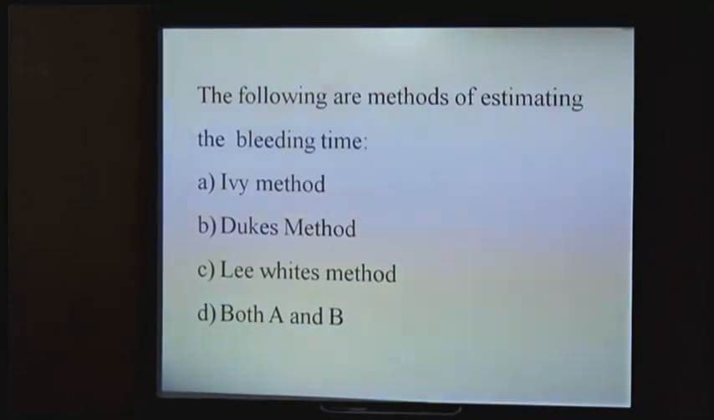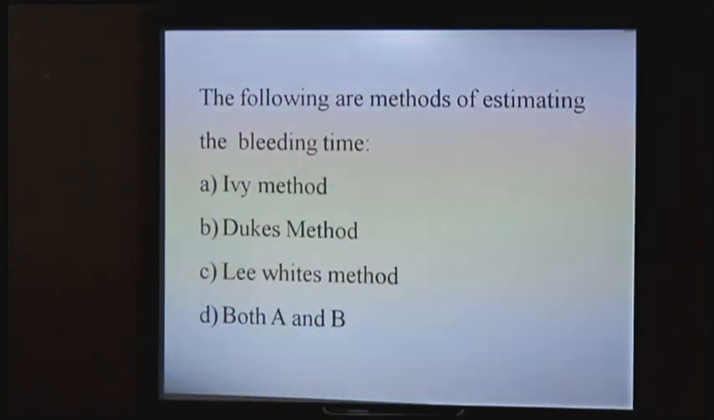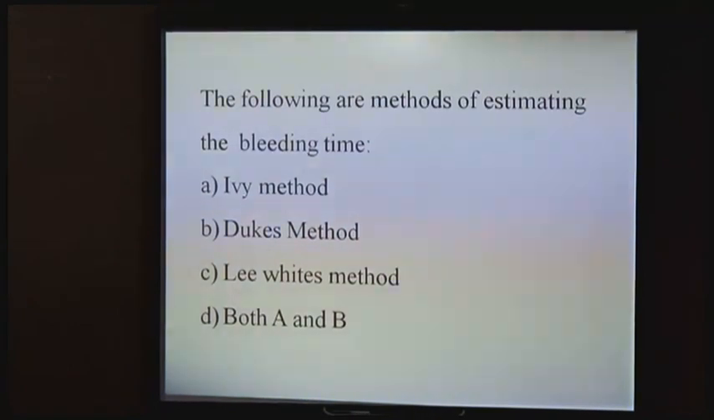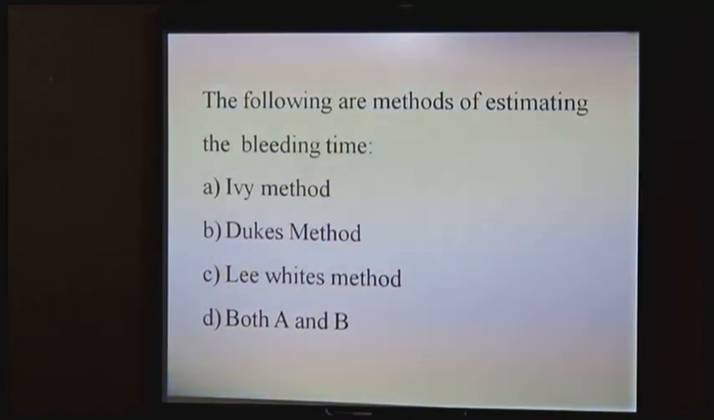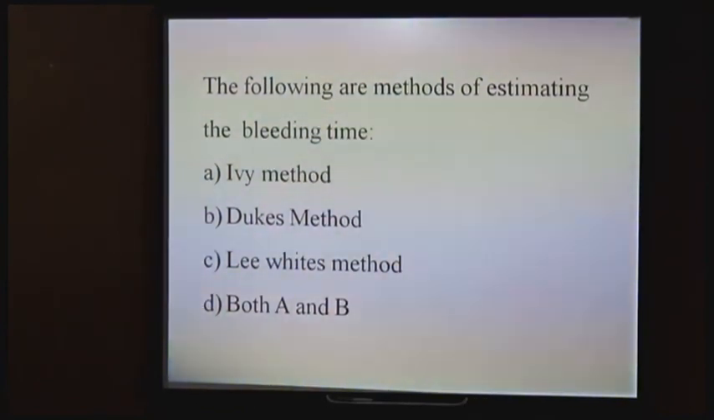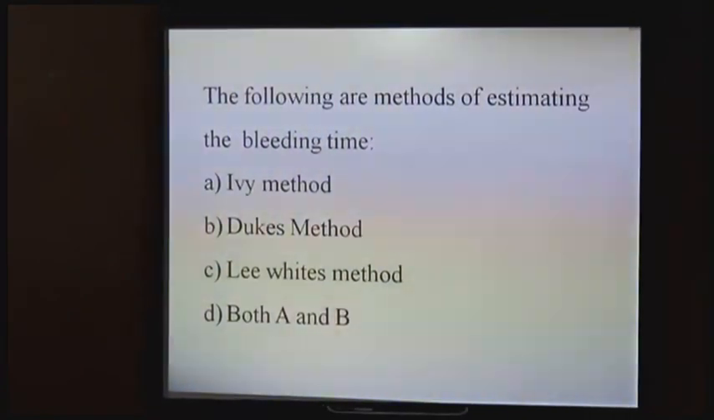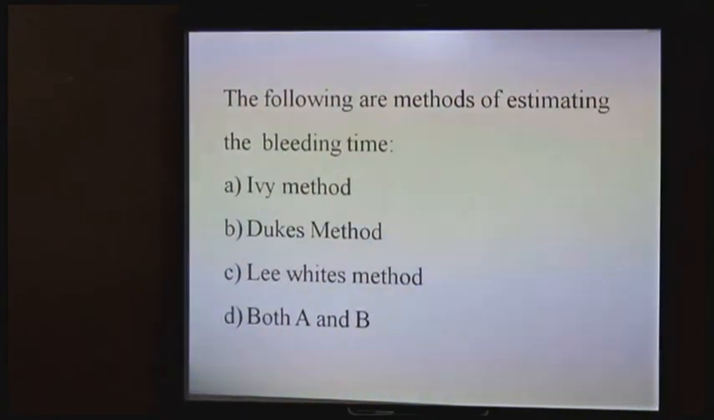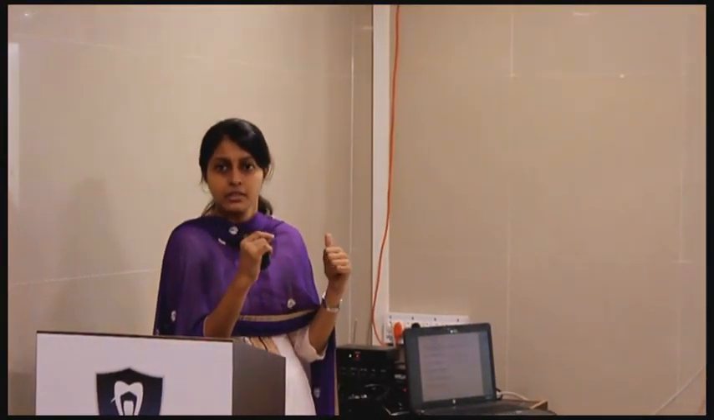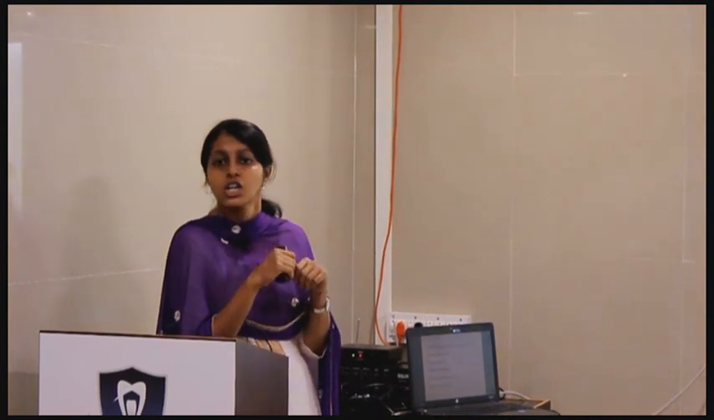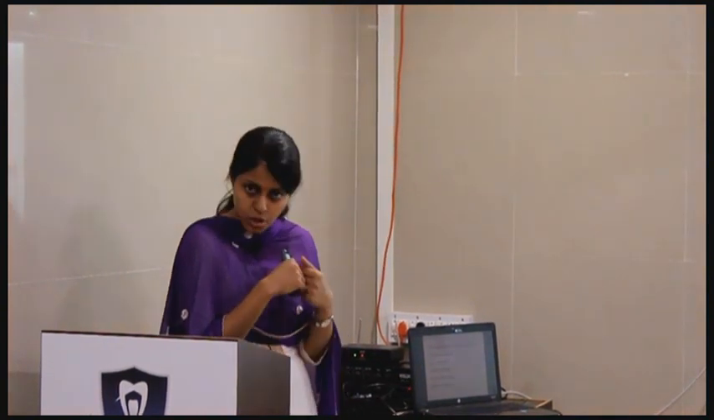Investigations. The following are methods of estimating the bleeding time. A and B. Ivy's method you do on the forearm, and Duke's method is where you do a pinprick. What you do in lab is Wright's capillary tube method, which you do for clotting time. Lee-White's method is also for clotting time, where they will collect 1 ml of blood sample in a series of 4 test tubes and place it in a water bath and wait for the clotting to happen.